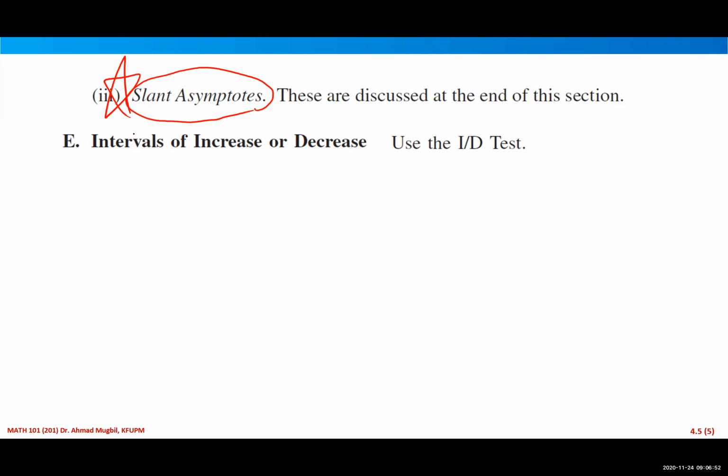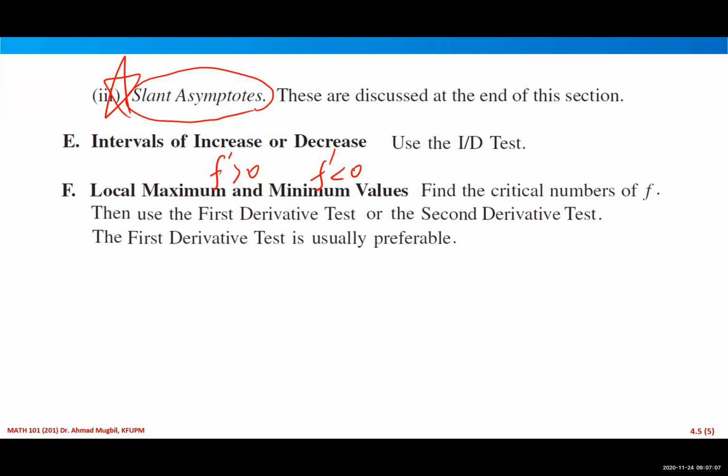The interval of increasing and decreasing, you know that the function is increasing if the derivative is positive. If the derivative is negative over a specific interval, then it is decreasing. What else? The local maximum and minimum, you know, you have two tests. You can use the first derivative test or the second. This is up to you, but of course we prefer, guys, the first because it is easier.